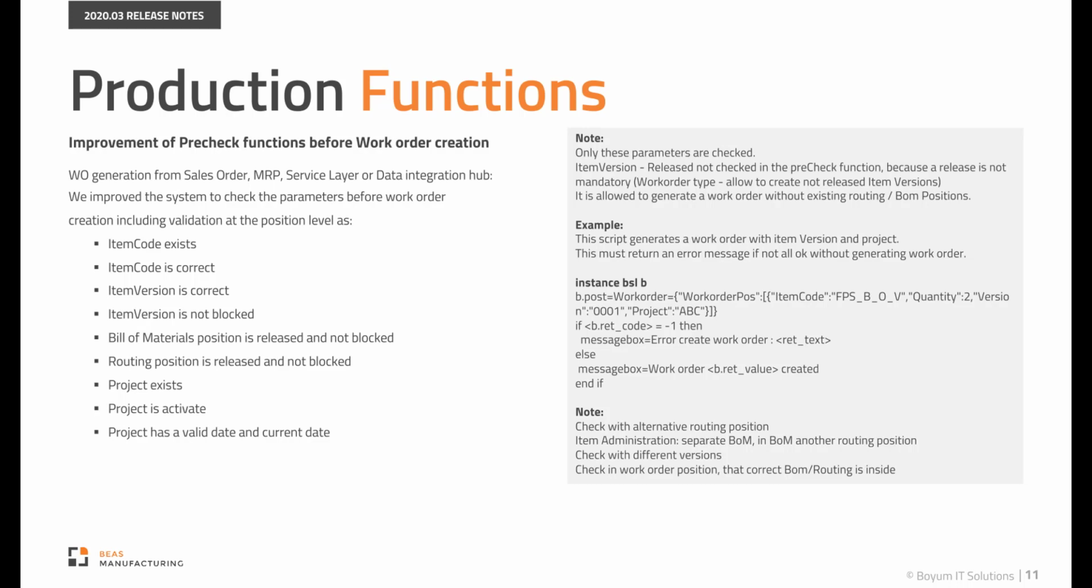version is correct, if item version is not blocked, if bill of materials position is released and not blocked, routing position is released and not blocked, if project exists, if project is activated, and if project has a valid date and current date. Please note, only these parameters are checked. Item version released is not checked in the pre-check function because a release is not mandatory. It is allowed to generate a work order without existing routing or BOM positions.